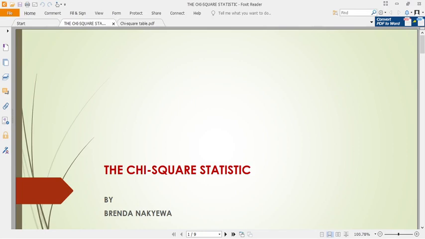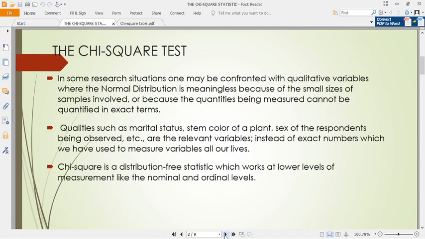You're welcome to another unit or topic, and that is the chi-square statistic. Now, a chi-square statistic, we've been looking at testing a hypothesis. We have been using the mean, but then sometimes we might be faced by qualitative variables, and the normal distribution may not be of help, maybe because of the small size of the samples, or because the quantities cannot be measured in exact terms.